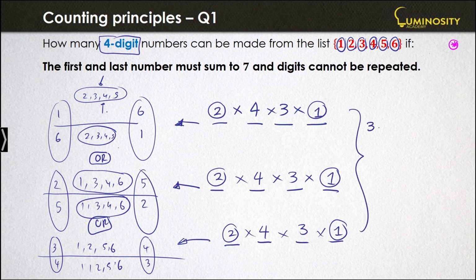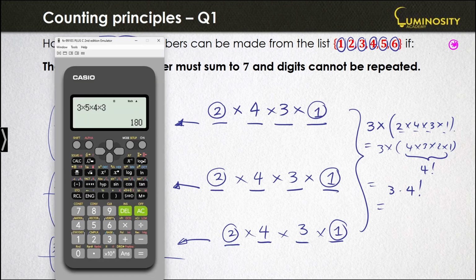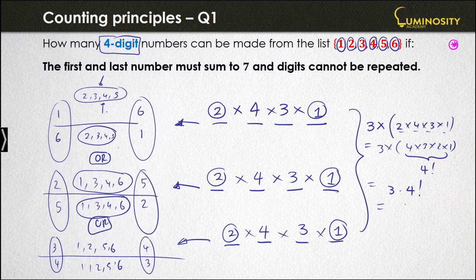There are 3 amounts of these numbers. 2 times 4 times 3 times 1. Okay, well, look at this. I can just rearrange this as 3 times 4 times 3 times 2 times 1, because multiplication is commutative. But this guy here is 4 factorial. So it's 3 times 4 factorial. Okay, so we can do that on our calculator and just check. Or you could just type it out as you see it. Same thing. Okay, so 3 times 4 factorial is 72.